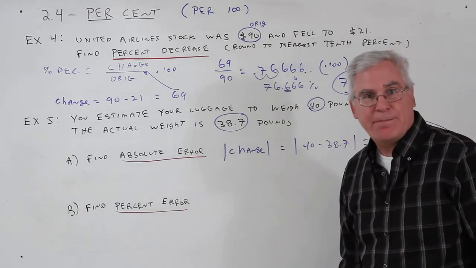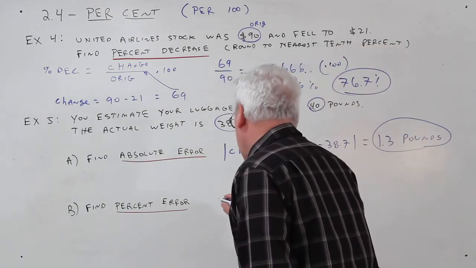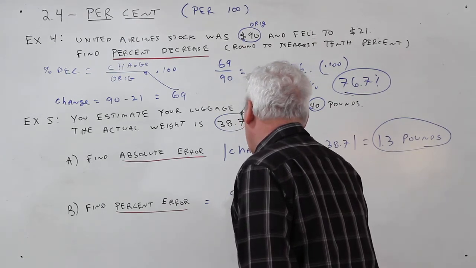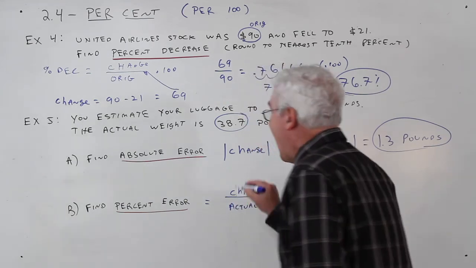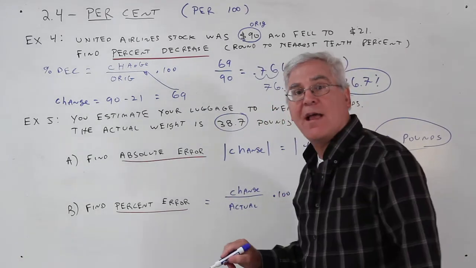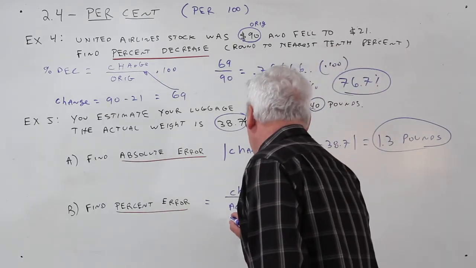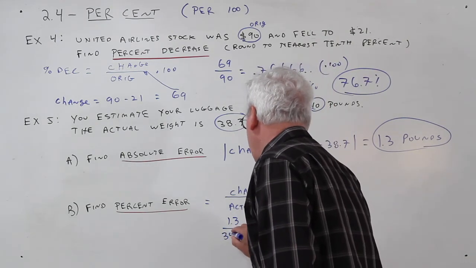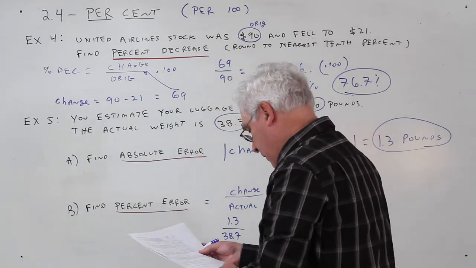Okay, that's not too bad. Now find the percent error. The percent error is going to be, I'll write the formula down here, the change over the actual. So actual as opposed to original, and again times 100 to convert the decimal to a percent. So it's going to be 1.3 divided by the actual, 38.7. I'll do this calculation, then convert to a percent later.